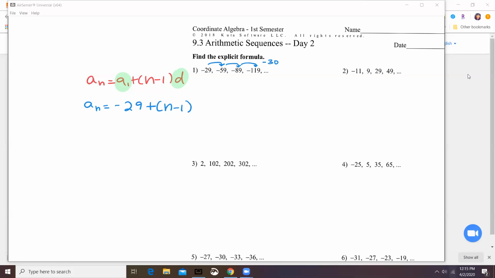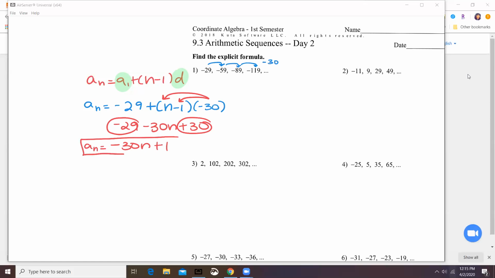Okay. So that means for d, we're going to put negative 30 right here. But it's not minus 30, it's times negative 30. And then we're going to go through and simplify it. So this gives me negative 29 minus 30n plus 30. And then I'm going to combine like terms. So I have negative 30n plus 1. And that's it, because it's just asking for a formula.